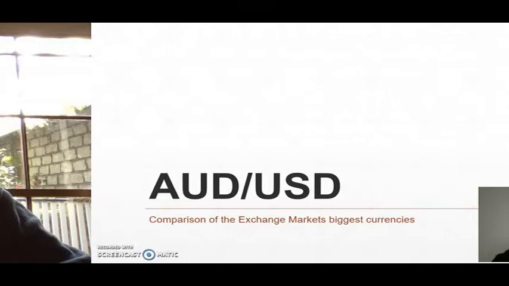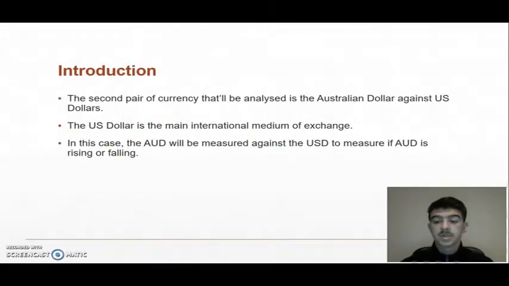The Australian dollar against the US dollar. The two currencies are the biggest performers in the exchange market. The US dollar is often used as a medium of exchange. By the end, this video will reach a conclusion and determine whether the Australian dollar will appreciate or depreciate against the US dollar.